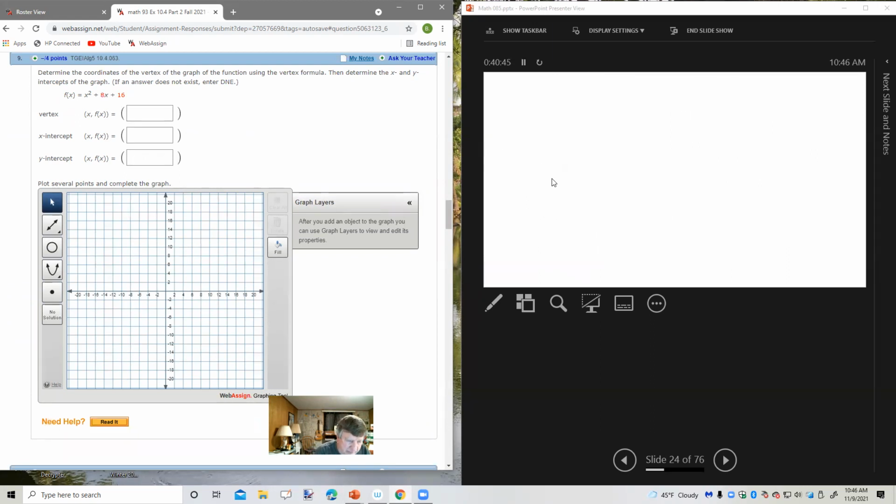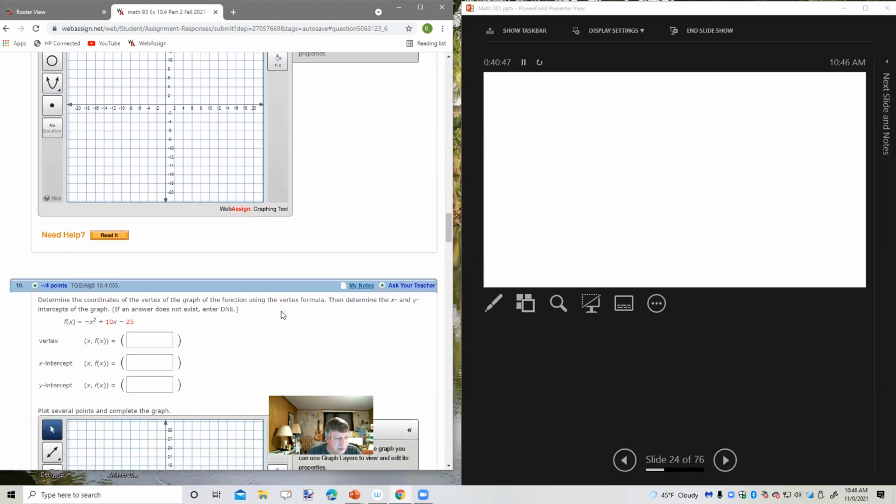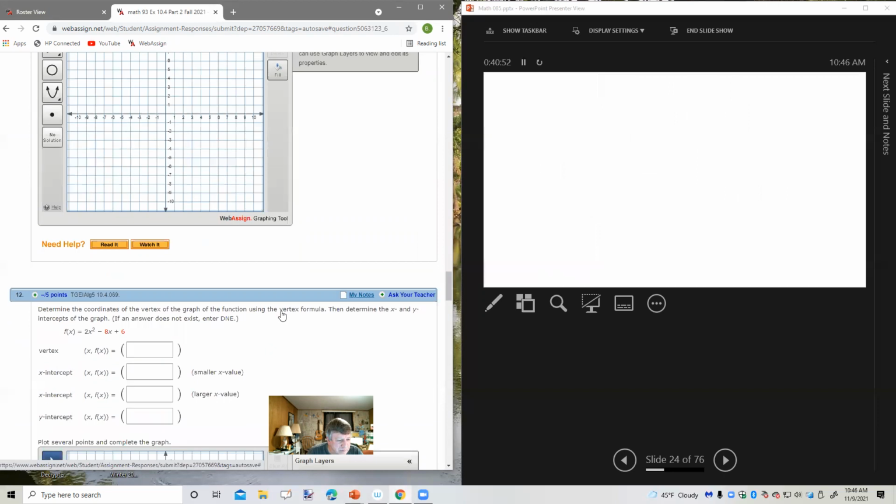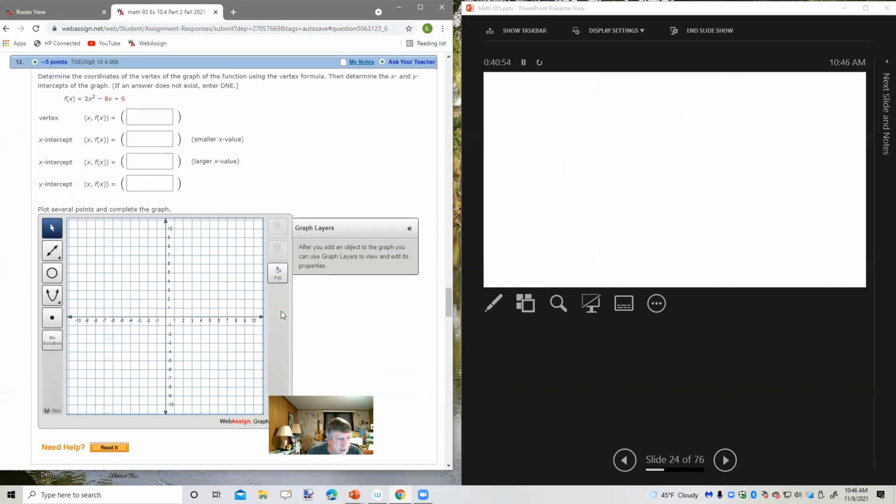So actually, hang on a second. Let me see something here. Let's do this. I want to do this one, and the reason I want to do this one is because it has 2 x-intercepts. All right. So we've got f of x. When would a graph only have 1 x-intercept? If it was the vertex. All right, f of x equals 2x squared minus 8x plus 6.